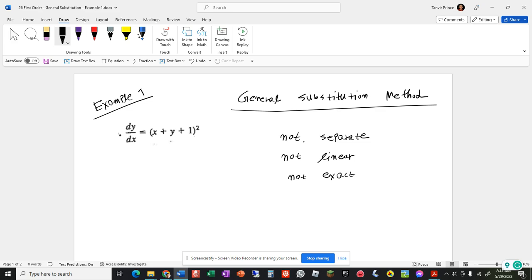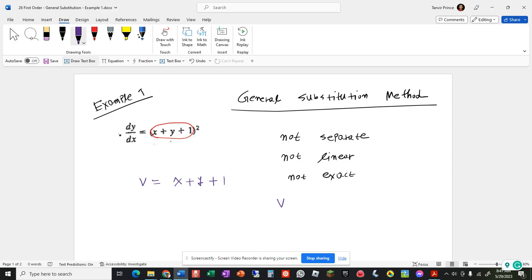So step 1, if you look carefully, you substitute a new function in place of something. So I'm going to substitute a new variable in place of that inside the parenthesis. So let's do that. We can call it u or v. I'm just going to call it v. So my v is x plus y plus 1.